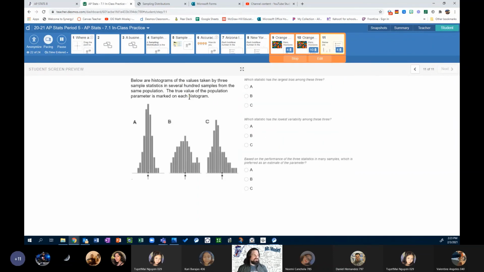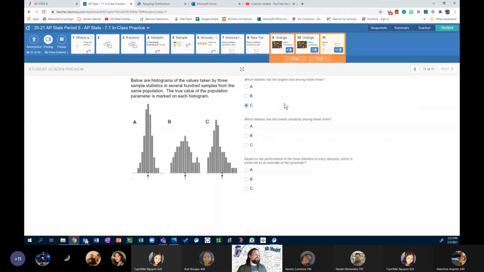Lastly, we have histograms of the values taken by 3 sample statistics in several hundred samples from the same population. The true value of the population parameter is marked on each histogram. We have A, B, and C, and the little arrow points to the true value. Which statistic has the largest bias? That would be histogram C.